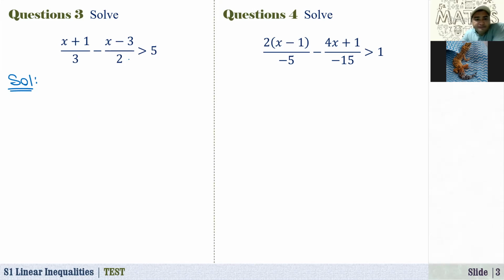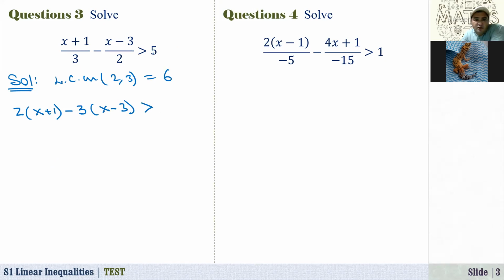Okay, so here in the denominators, we have 3 and 2, and the least common multiple of 2 and 3 is 6. So I'm going to multiply both sides by 6. If you multiply the first fraction by 6, 6 times 1 over 3, it is 2. So here we have 2 times (x + 1) minus the second fraction, 6 times 1 over 2, that is 3. Here we have 3x minus 3.